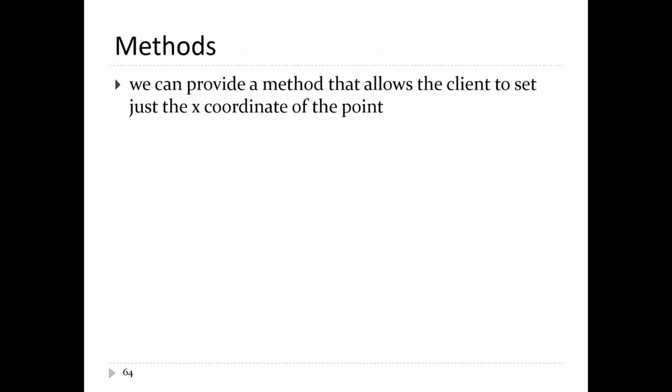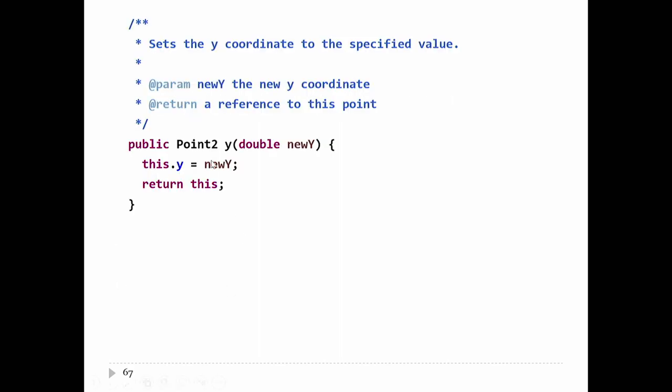Okay, we can add other methods to the class. I can add a method that lets the client set just the x coordinate of the point. So here's a method called x. It takes in a new x coordinate, and it changes the x coordinate of the point. How do you change the x coordinate of the point? Well, it's this dot x equals new x. And just like in the previous example, I'm going to return a reference to the point that was just changed so that I can chain other method calls all together.